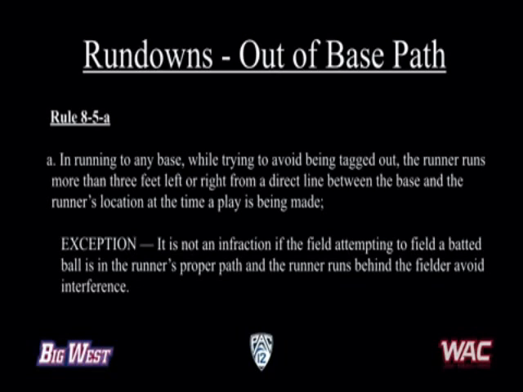You can look it up in Rule 8.5a. I don't think this is a hard rule. It's something that we probably all understand the rule itself. The difficulty is in making this judgment call. We know that this rule applies to a runner who's trying to avoid being tagged out, and they run more than 3 feet left or right from a direct line between the base and the runner's location at the time that play or a tag is being made.